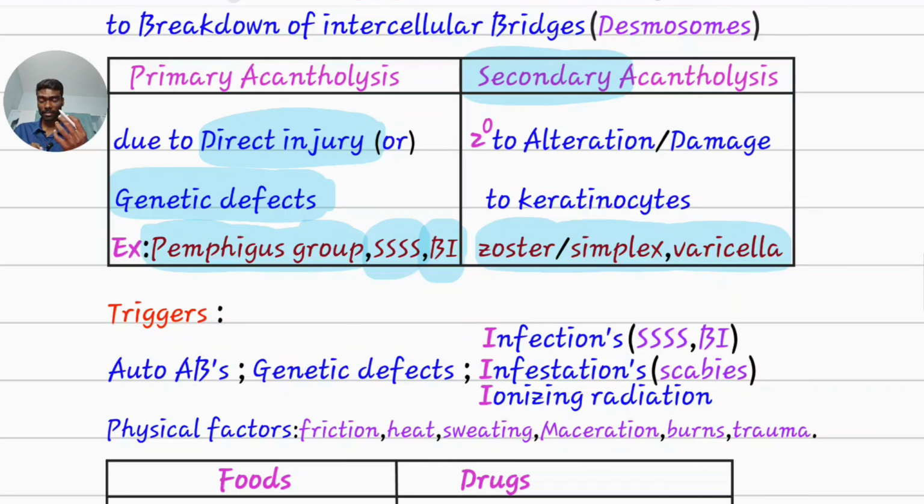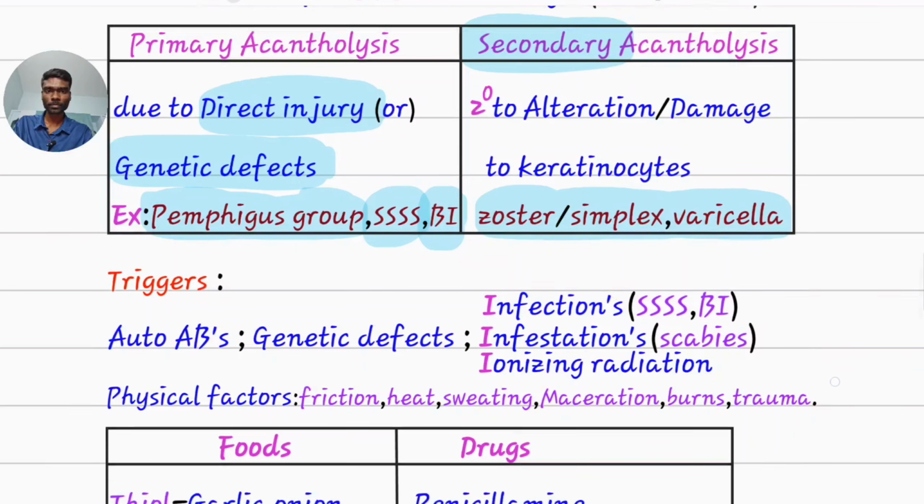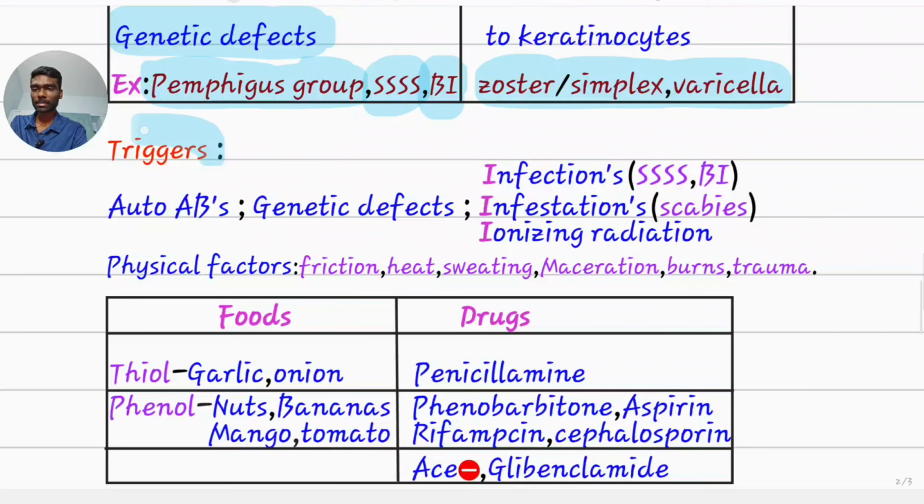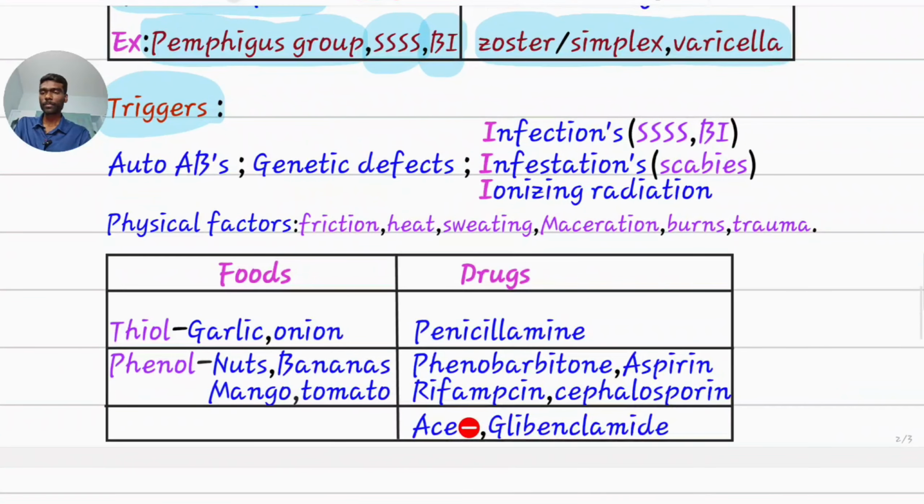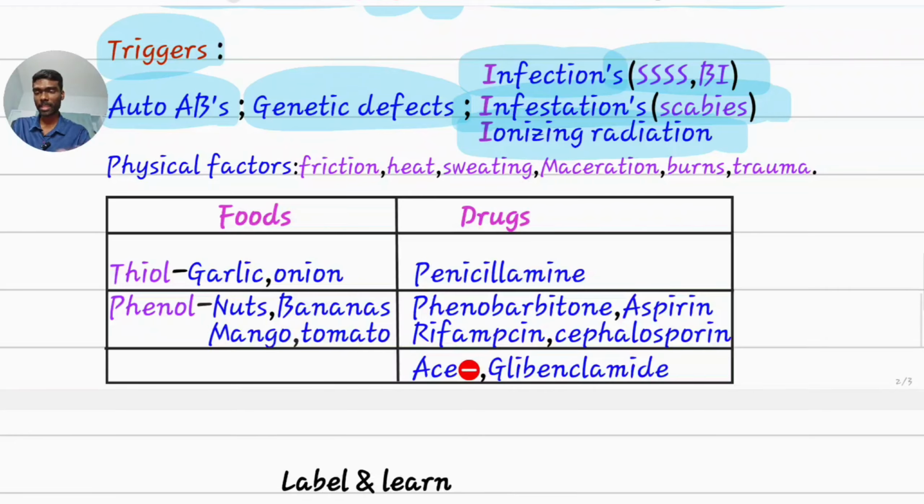These intracellular viruses will damage the keratinocyte first, which may lead to subsequent damage to intercellular bridges, that is desmosomes. Coming to triggers: autoantibodies, genetic defects, infections like Staphylococcal scalded skin syndrome, bullous impetigo, infestation like scabies, ionizing radiation, physical factors like friction.